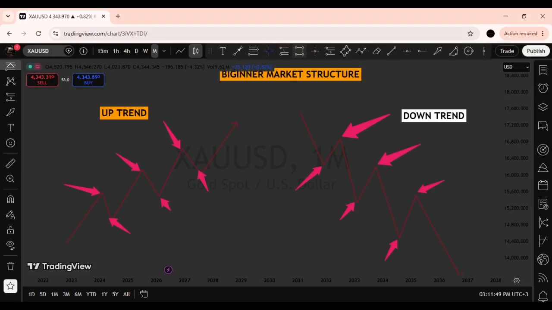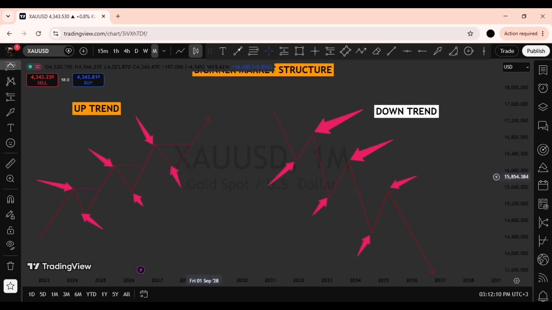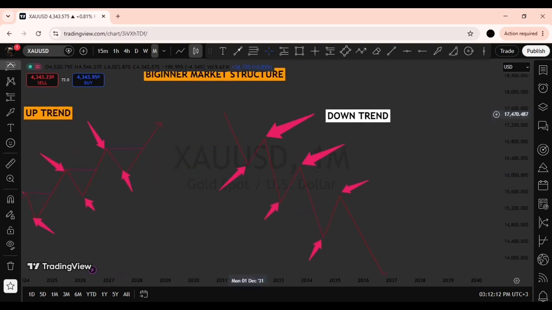So in the beginner structure here, we have break of structure happening. We also have break of structure here, and here as well. Okay, all right, so you are seeing it. It is happening. Break of structure is happening here. Now also here we are seeing breaks. Okay, break of structure. So that's the thing.